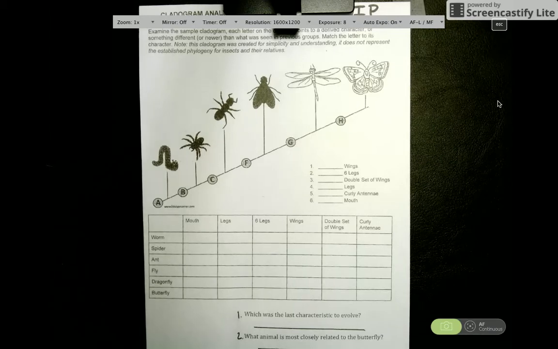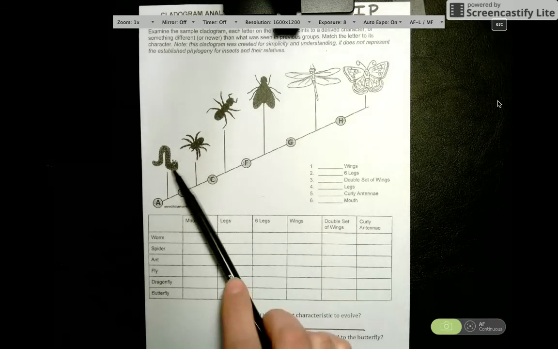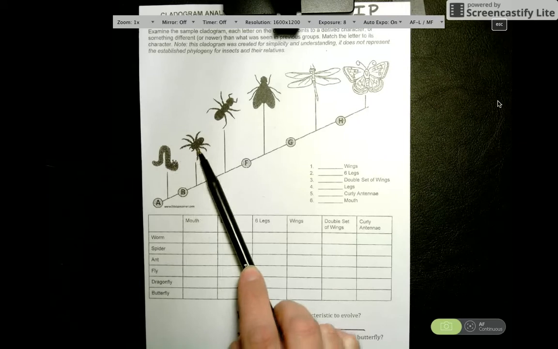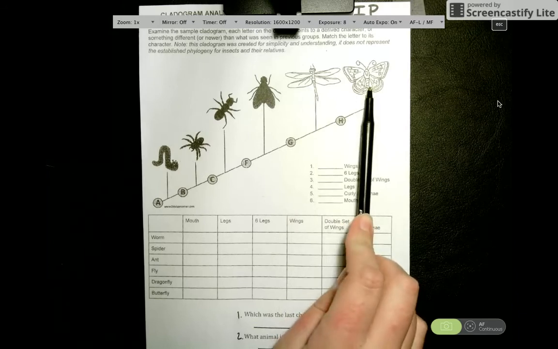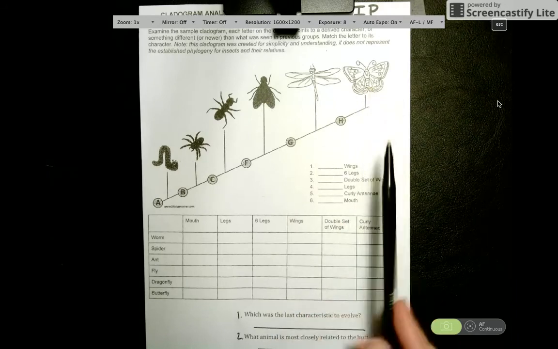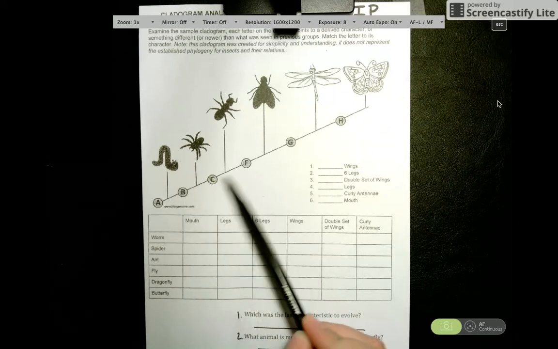What they say is part 1, analyze the cladogram. Examine the sample cladogram. Each letter on the diagram points to a derived character or something different or newer than what was seen in previous groups. Match the letter to its character. And then there's a little side note that this cladogram is not necessarily how the insects are related. This is just a sample. So right now we're looking at a worm, a spider, an ant, a fly, a dragonfly, and a butterfly. And we're going to try to figure out what characteristics evolved at each of these points.